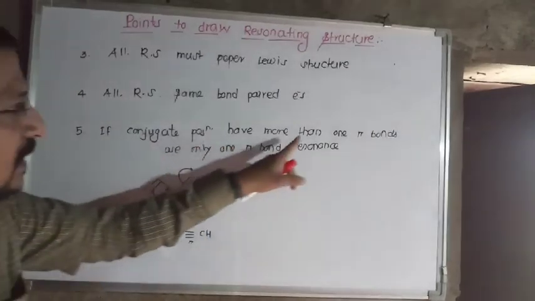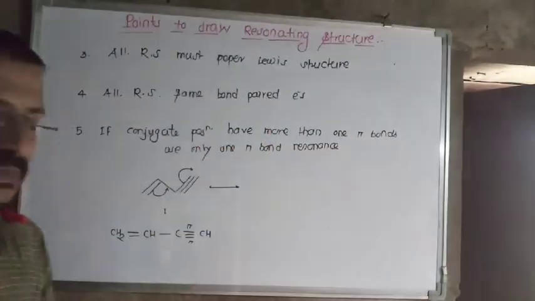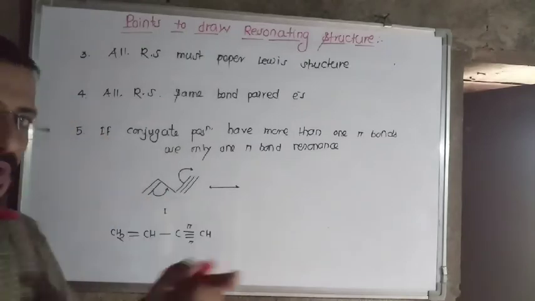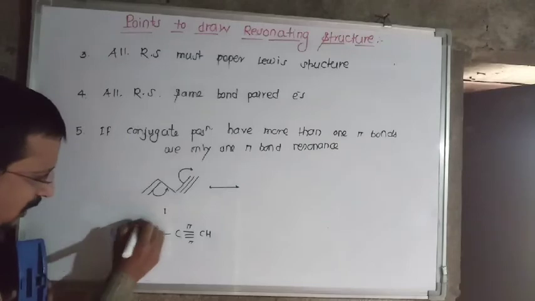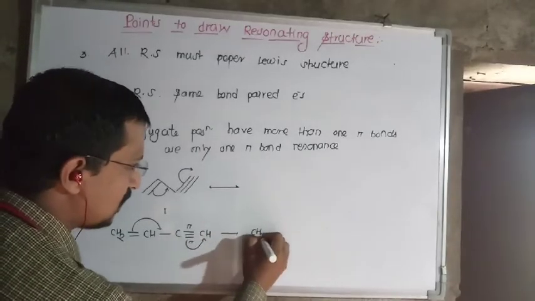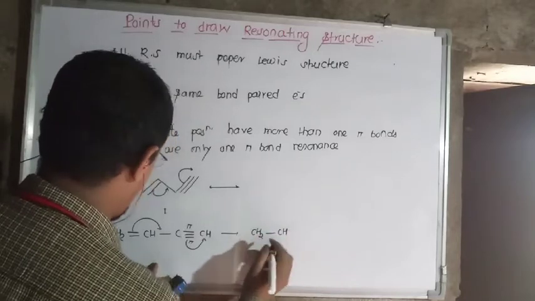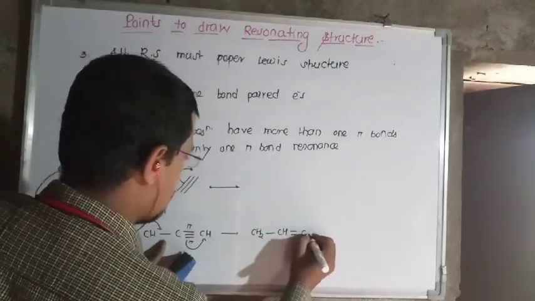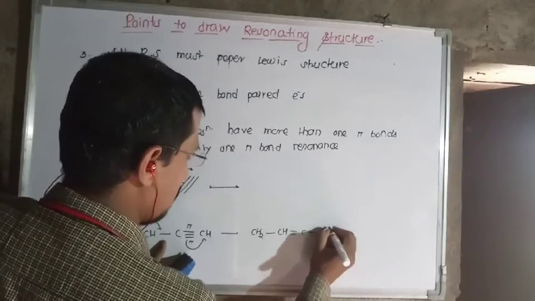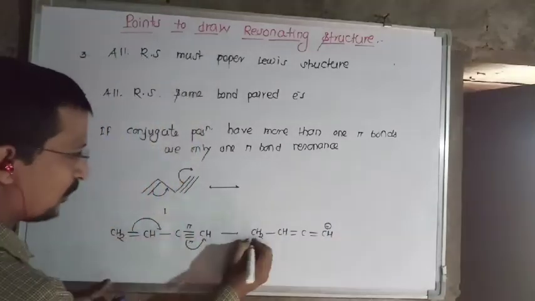म्हणजेच काय सांगितलं आहे, एकापेक्षा जास्त पाय बॉन्ड असतील म्हणजेच ट्रिपल बॉन्डची कंडिशन असेल तर त्या दोन पाय बॉन्डमधला एकच पाय बॉन्ड रेझोनन्समध्ये यूज करणार. म्हणजेच हा पाय बॉन्ड इथं आला तर हा पाय बॉन्ड इकडे गेला, म्हणजे रेझोनन्स असे येणार CH2 सिंगल बॉन्ड CH डबल बॉन्ड C डबल बॉन्ड CH, and it is negative charge, and at the same time here positive charge.